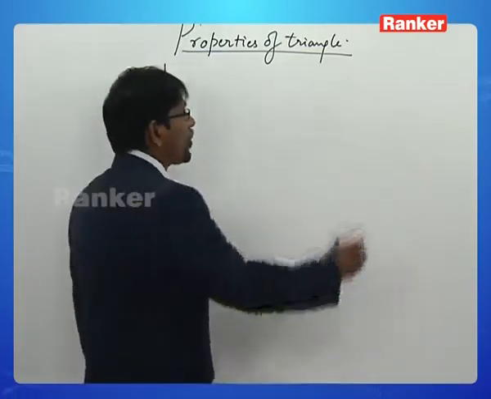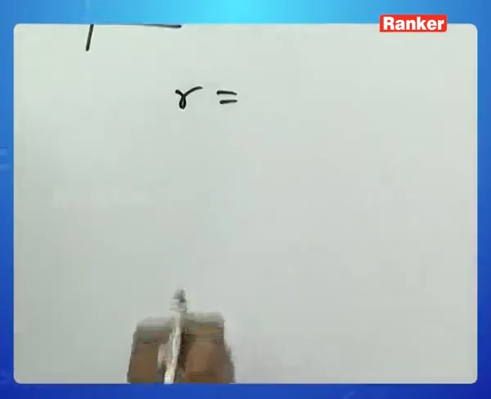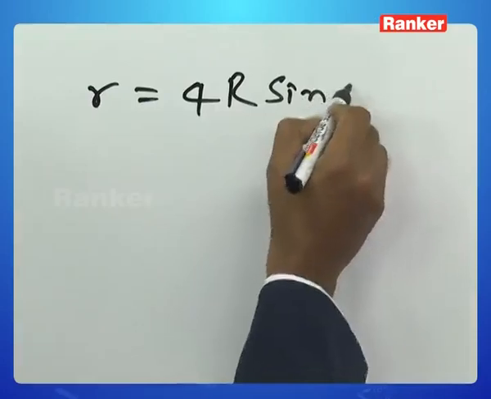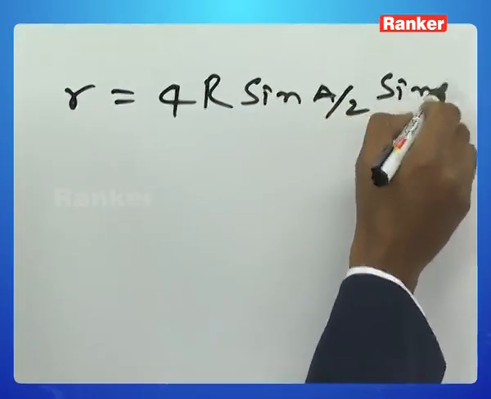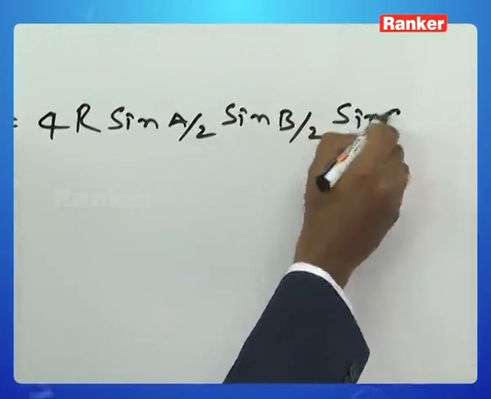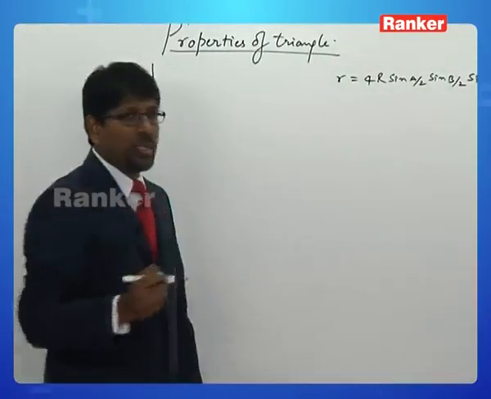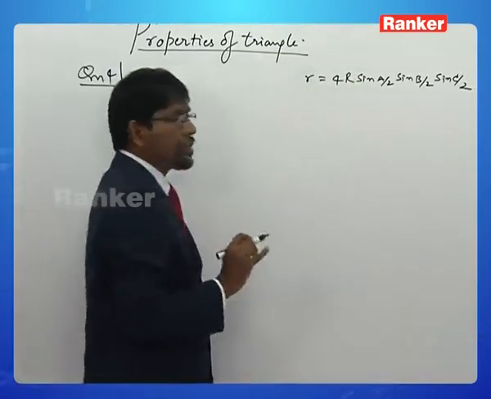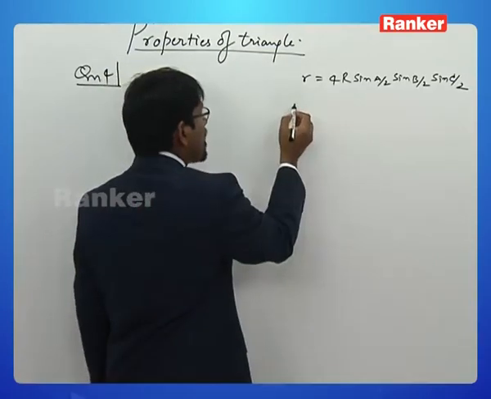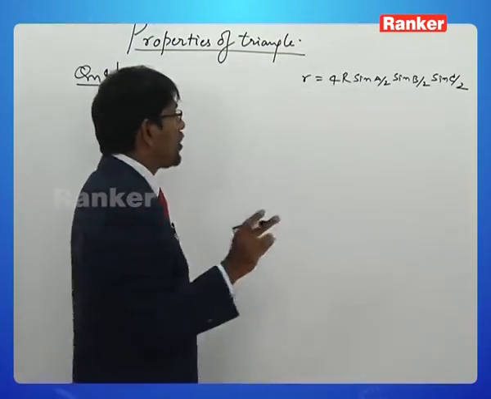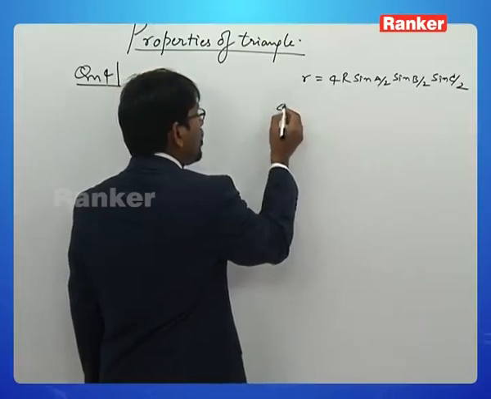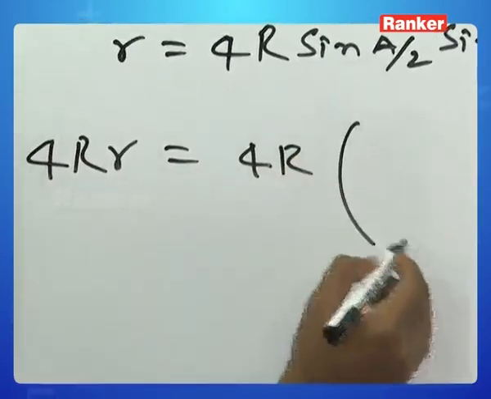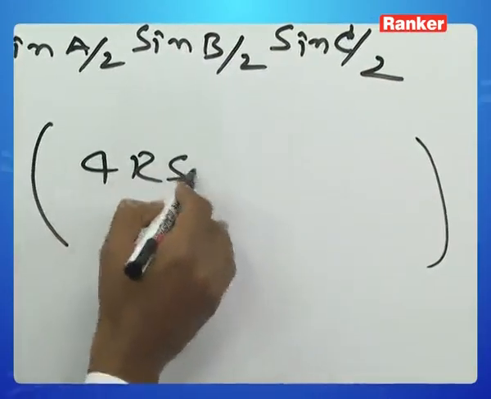Now, the inradius is given by the formula 4R sin A by 2 sin B by 2 sin C by 2. R is the circumradius, and small r is the inradius, that's given by this formula. Now we are asked to find out 4 capital R into small r. So what is 4 capital R into small r? That's going to be 4R into this, 4R sin A by 2 sin B by 2 sin C by 2.